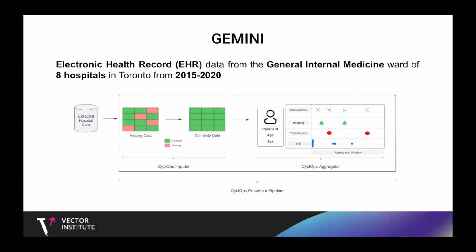And so the data I'm using to conduct some of these experiments to showcase the drift detection module is the GEMINI data. You heard Kaden just speak about Cyclops and the pre-processing for GEMINI that I'm not going to go over because he went pretty in depth on that. But essentially, we're using electronic health record data from the general internal medicine ward from hospitals in Toronto from 2015 to 2020. The data was extracted, imputed, and aggregated, and you have patient profiles for each patient, which has different types of data modalities like interventions, imaging, transfusions, and lab data.